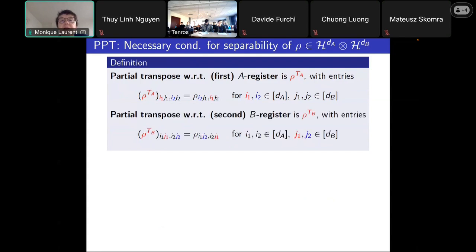In the same way, you can define the second partial transpose with respect to the B register, and then you would flip the second entries, J1, J2. First, you flip them.